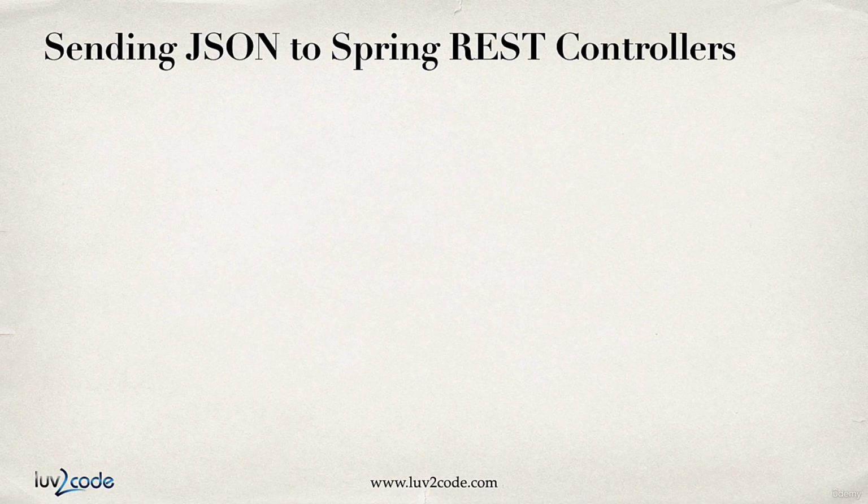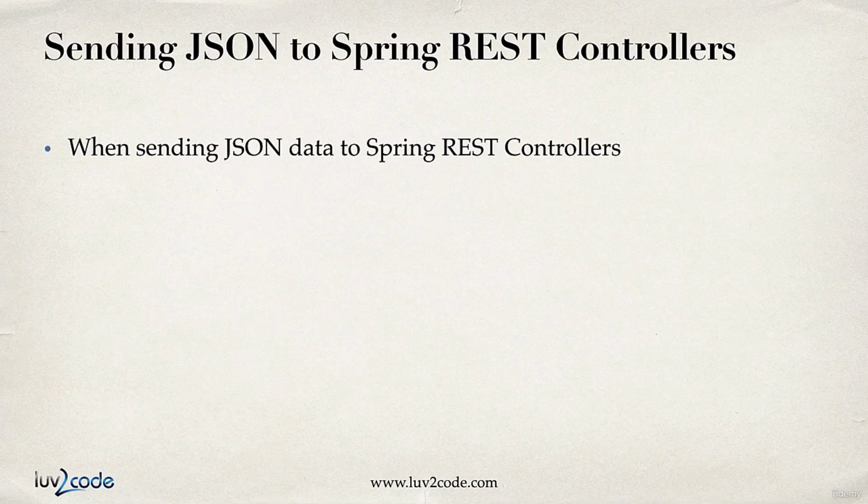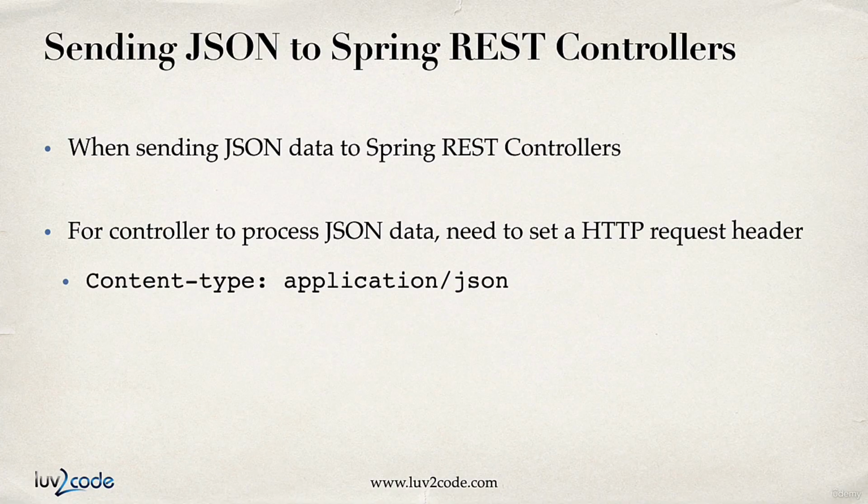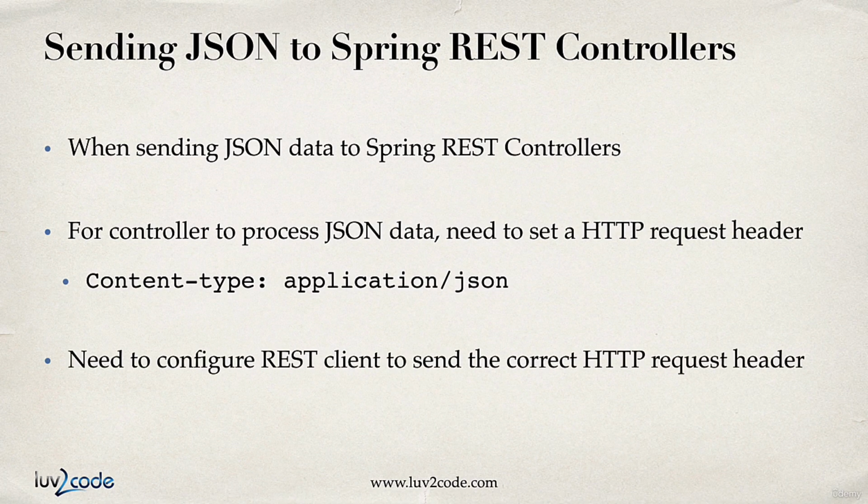Now, a couple of things here just as a refresher. When sending JSON data to Spring REST controllers, we have to make sure that we send over the correct HTTP request header. And that header is content type of application/JSON. So we need to configure our REST client to send the correct request header so it processes the data accordingly.